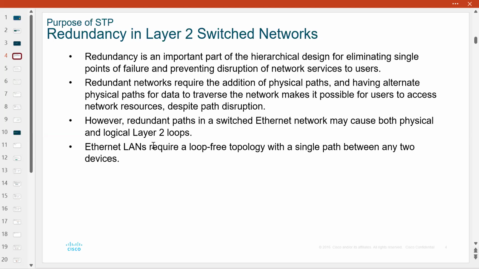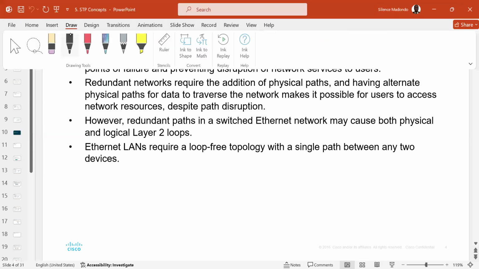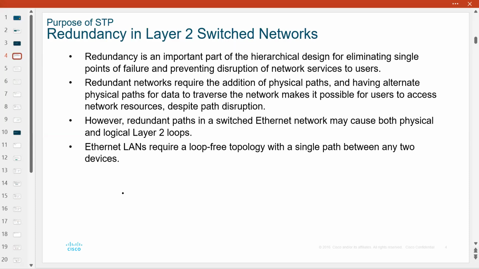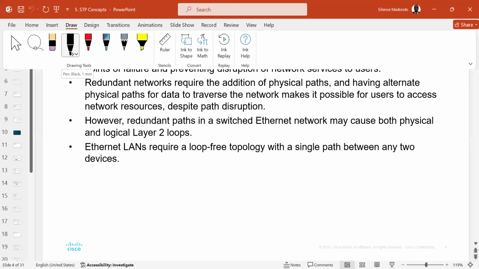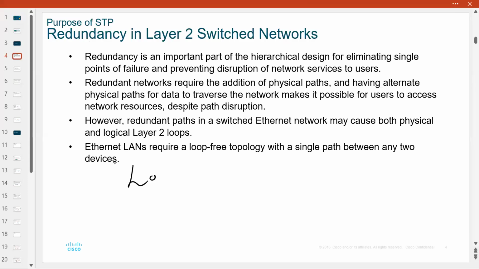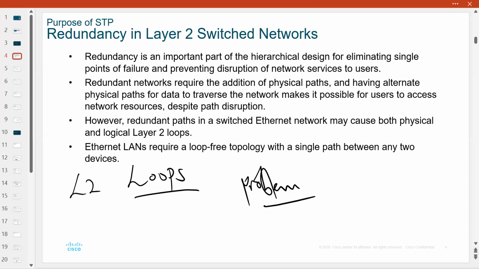What we can take out from this is the problem with layer 2 networks. We obviously have a problem, which is loops, layer 2 loops. Keep in mind, layer 2 loops. That's the problem. Redundancy is very important, very critical. We need redundancy, but with layer 2 networks, it comes with this problem, layer 2 loops. We're going to look at what a loop is in the next slides. Then we'll discuss how we prevent those loops in our layer 2 networks.